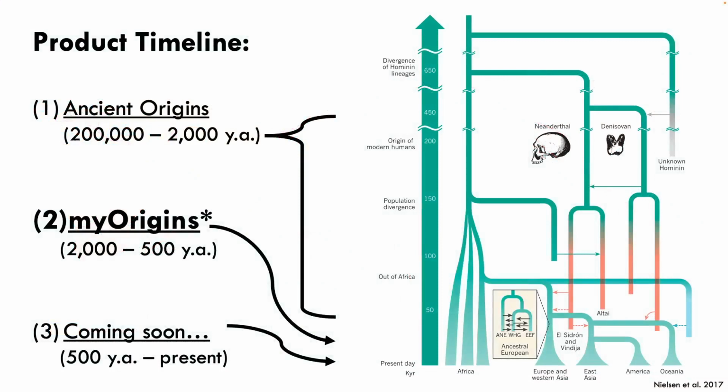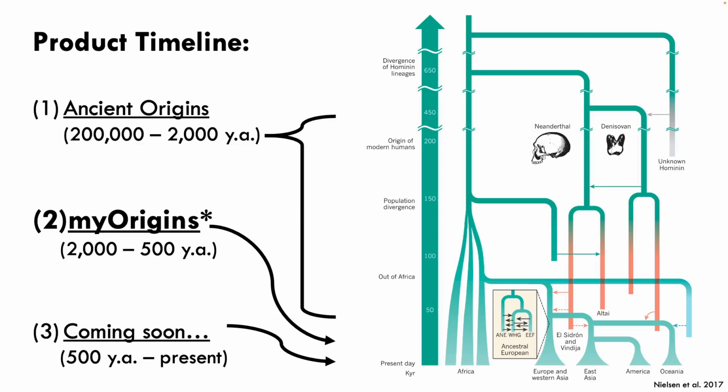Given that vast timescale of migrations, let me clarify what myOrigins is meant to reveal about your ancestry. There are three broad timelines and three corresponding products. Ancient Origins includes most of human history from around 200,000 years ago to 2,000 years ago, or the Common Era. Right now it tells you your composition of three prehistoric European populations, but we're planning to increase this to hundreds of ancient populations from around the world, not just Europe. And we'll do so in the near future, hopefully. So that's most of human history up until about 2,000 years ago.